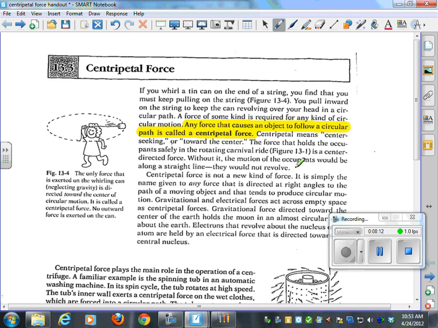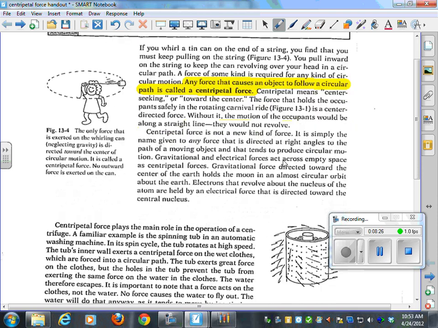It could be gravitational force. It could be electrical. It could be friction. It's just a force that makes something go in a circle. Gravitational and electrical forces act across empty space. So centripetal force is gravitational force directed toward the center of the Earth, which holds the moon in an almost circular orbit about the Earth. Electrons that revolve around the nucleus of an atom are held by an electric force that is directed toward the central nucleus. So those are all examples of centripetal force.